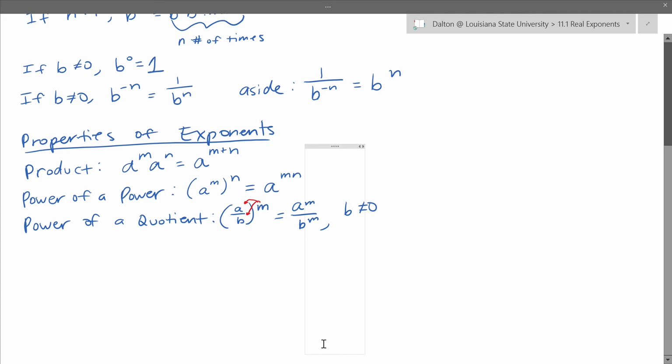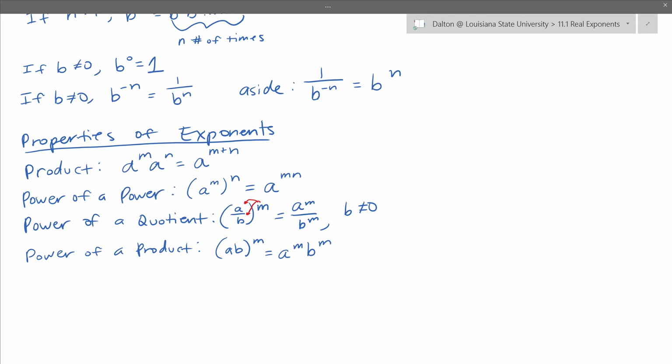Okay, next we have a power of a product, which is similar to power of a quotient, except we're going to have the product a times b to the m power. And this can be rewritten as a to the m power times b to the m power. And again, it's almost as if this exponent m distributed to both of those terms that are on the inside.